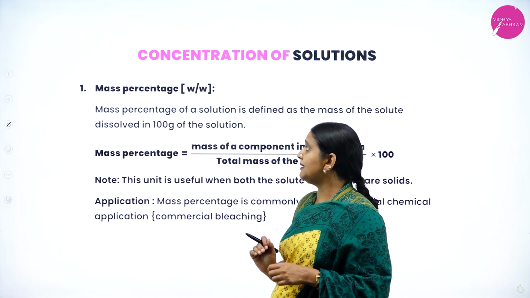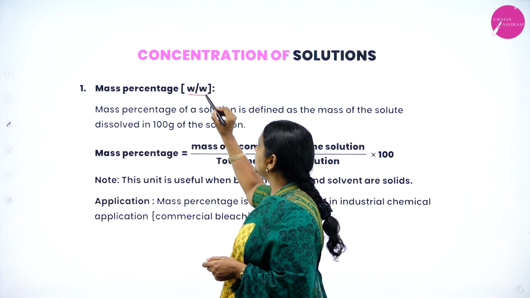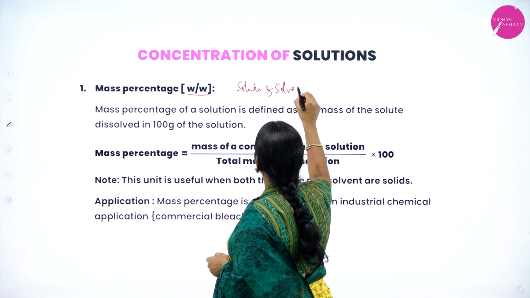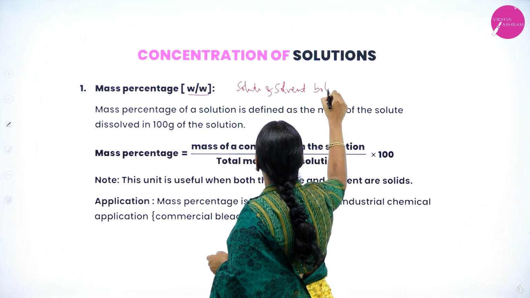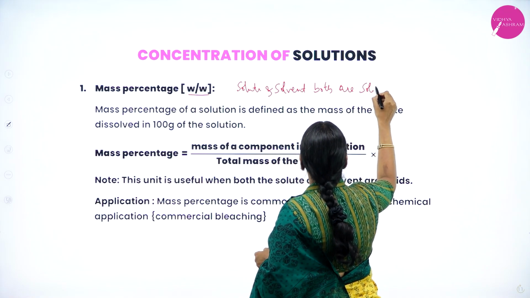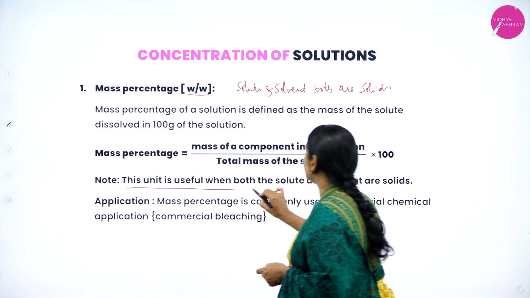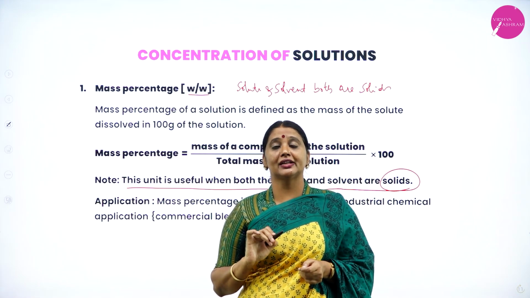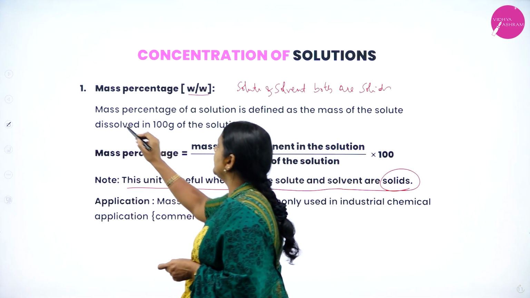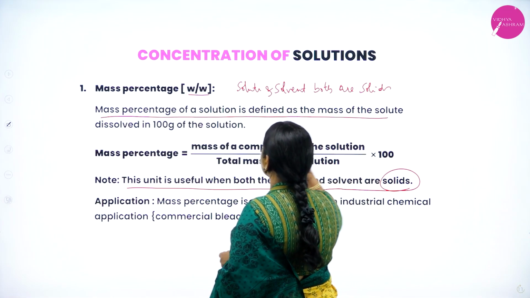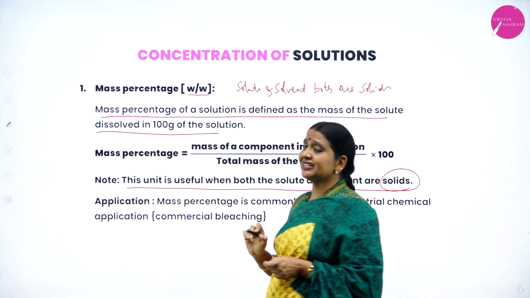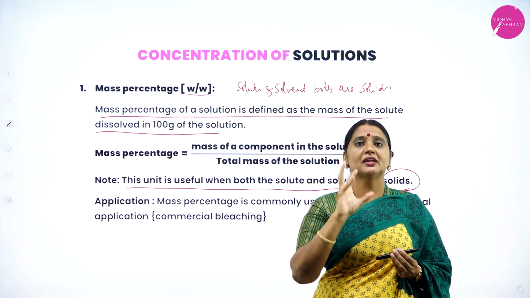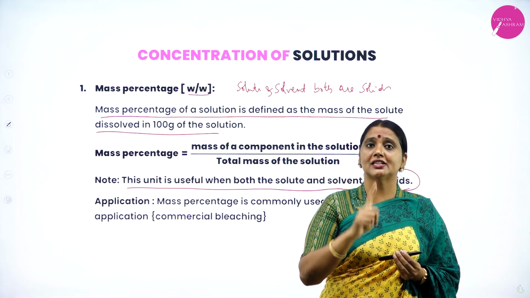Okay. Let us consider mass percentage. Observe here, W by W means mass of solute and solvent. Both are solute and solvent. This unit is useful when both solute and solvent are solid. It is expressed by mass percentage. Mass percentage of a solution is defined as the mass of the solute dissolved in 100 gram of the solution. Percentage means you have to think that the solution quantity must be 100. It is 100 gram, not 100 ml.